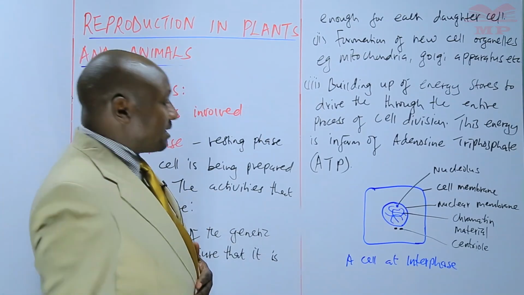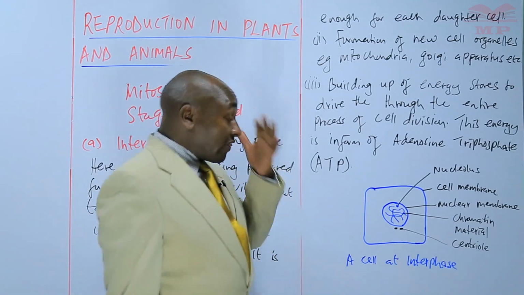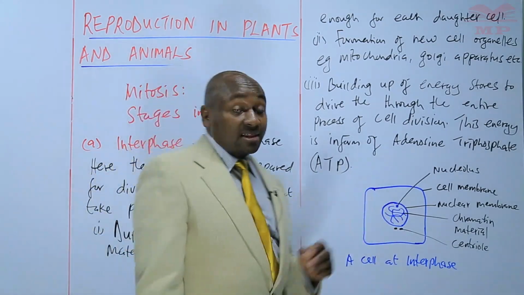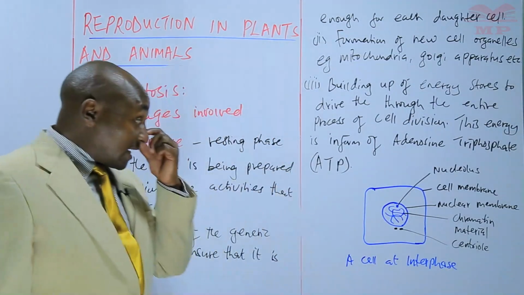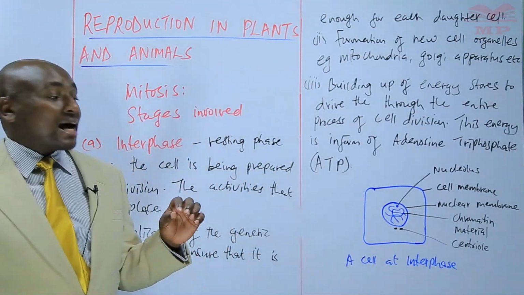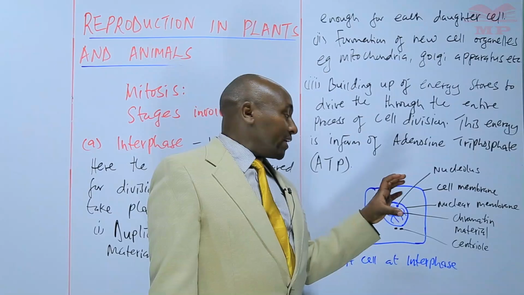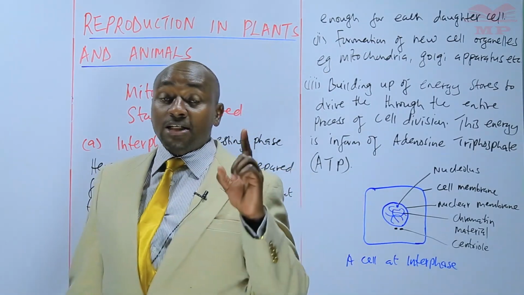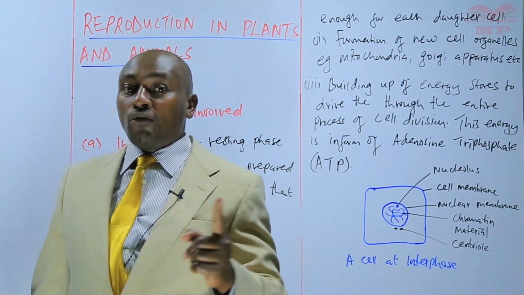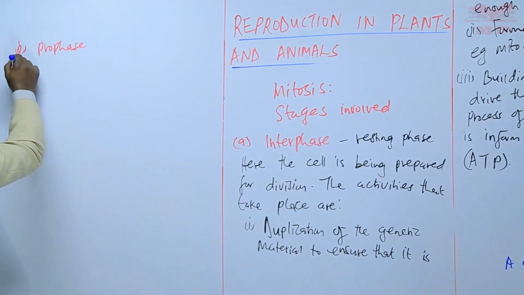And another very important activity is that it is at this point whereby the chromosomes shorten, thicken, and we start seeing them now. It's at this point that we start seeing the chromatin material as chromosomes, chromosomes that are made of a pair of chromatids. We shall illustrate that in the diagram. So it is at prophase where we start seeing the chromosomes as a pair of chromatids.